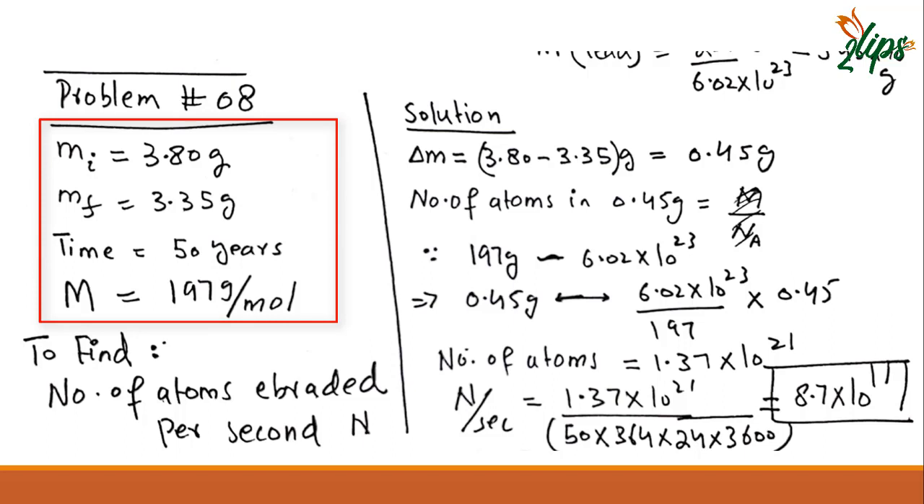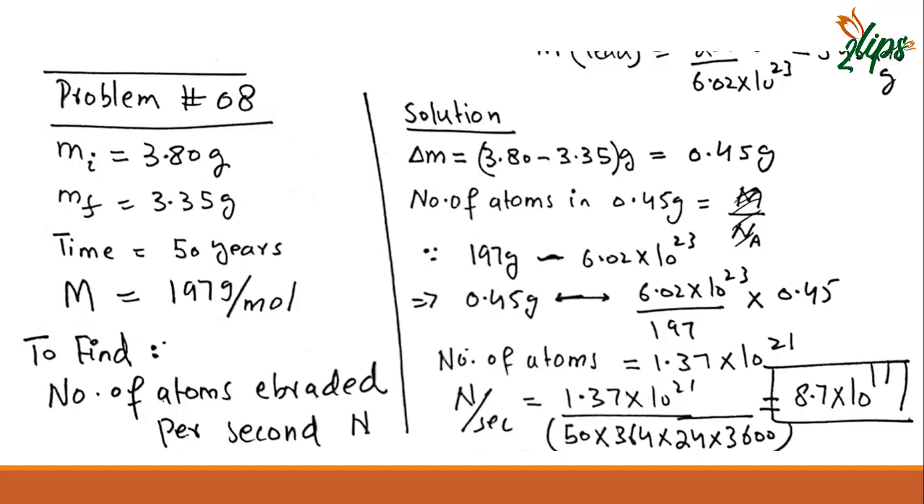So this information is given: the initial mass, the mass on the wedding day, is 3.80 gram, and the mass after 50 years, mf, is equal to 3.35 gram. The time it took is 50 years, and the molar mass is given, which is 197 gram per mole. And what we need to find is the number of atoms abraded per second.